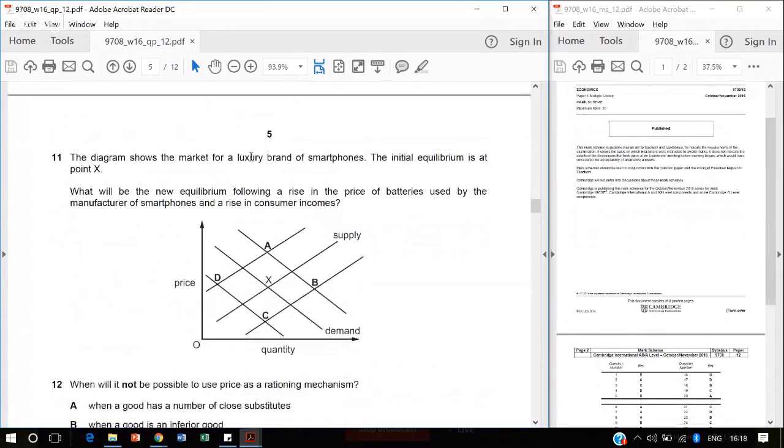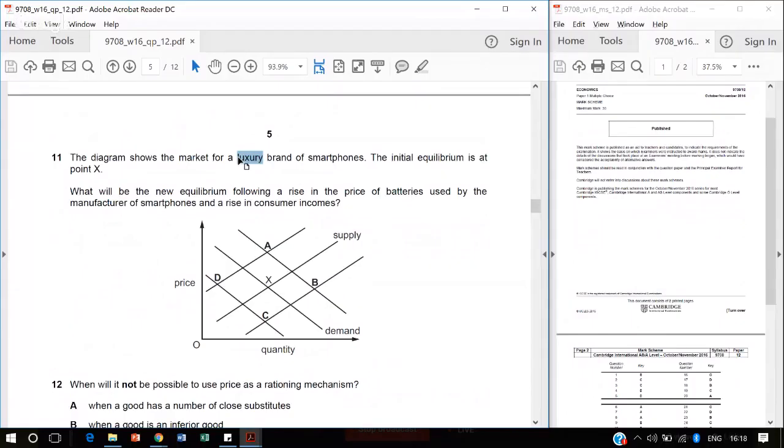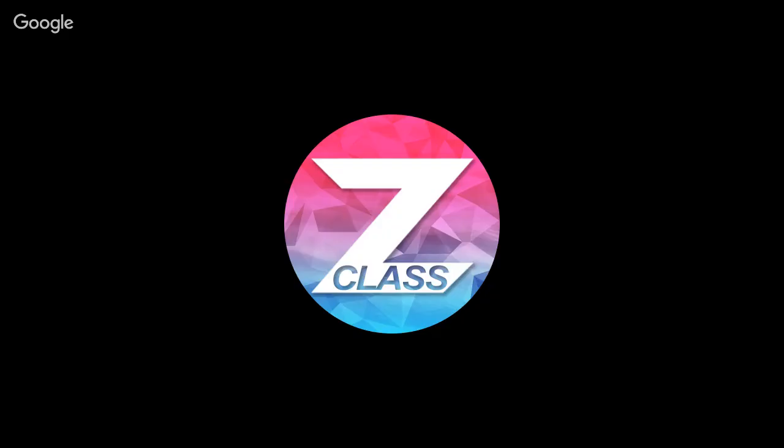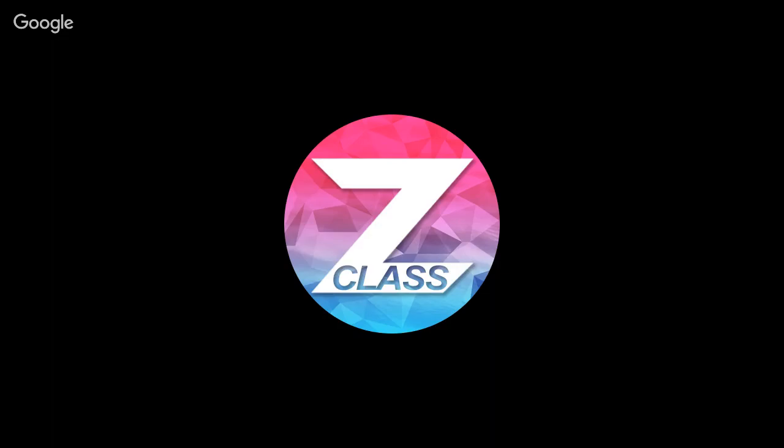Question 11 shows the brand for a luxury brand of smartphones. How do we define a luxury good? I don't know. Luxury goods have some characteristics in terms of elasticity. What do you think? Do you think it's going to be in terms of price elasticity? Price inelastic? They're actually relatively price elastic. Oh, sorry, I'm talking about income elasticity. Okay, yeah. Then they're extremely elastic. Yeah, very good. Sorry, got mixed up there.